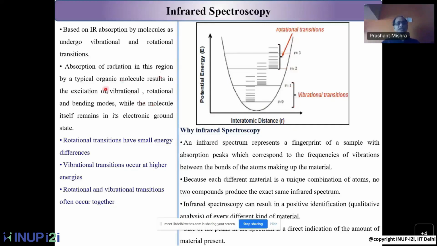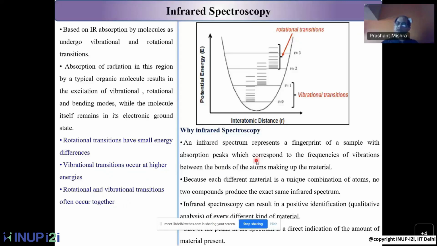Absorption of radiation in this region by a typical organic molecule results in these two kinds of excitation, where the rotational transition or vibrational transition occurs. And one more type of transition which occurs is bending. That is what happens in this process. Rotational transitions have a smaller energy difference compared to vibrational transitions, which occur at higher energy. Now, rotational and vibrational transitions often occur together. So it's the combination effect which you see at the end, because of which your spectrum changes.